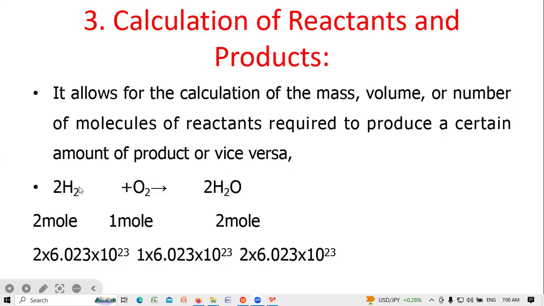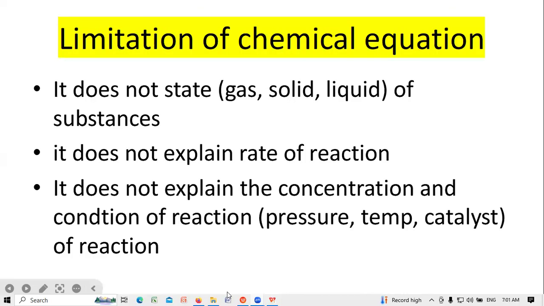In this reaction, hydrogen reacts with oxygen to produce water. 2 moles of hydrogen react with 1 mole of oxygen to produce 2 moles of water. That is, 2 into 6.0 into 10 to the power 23 molecules react with 6.0 into 10 to the power 23 molecules to produce 2 into 6.0 into 10 to the power 23 water molecules.